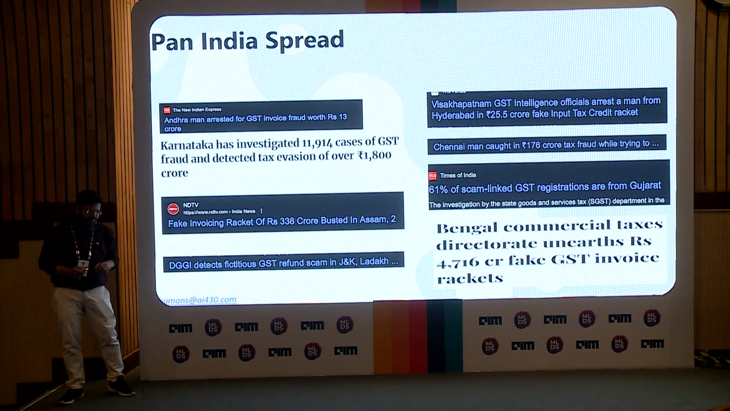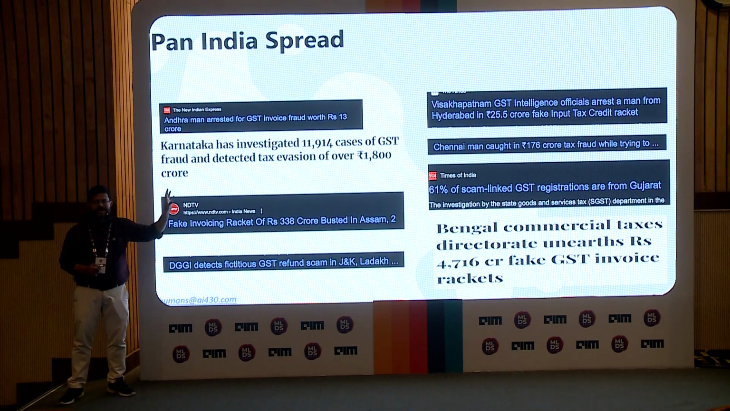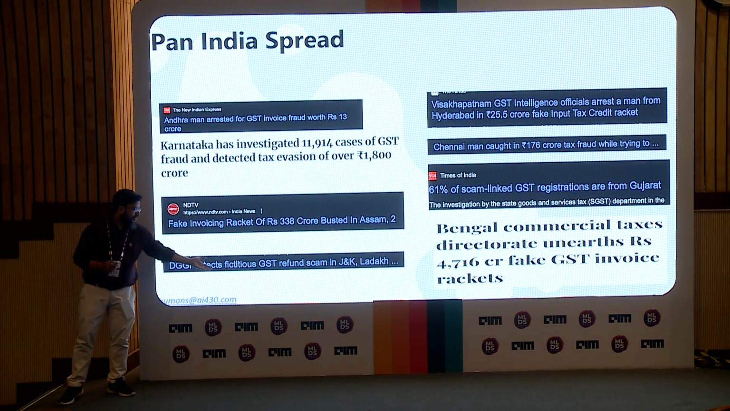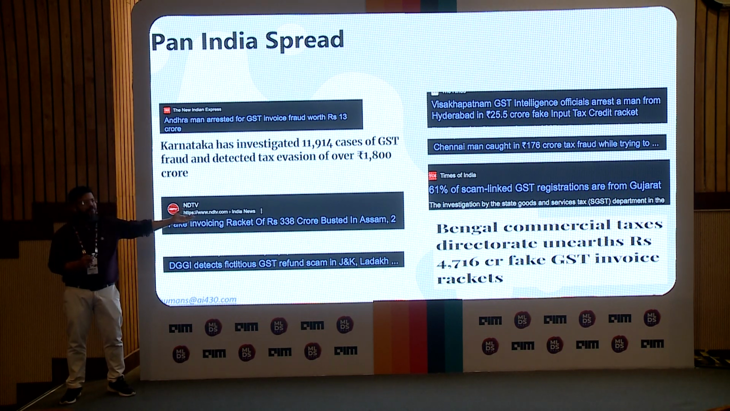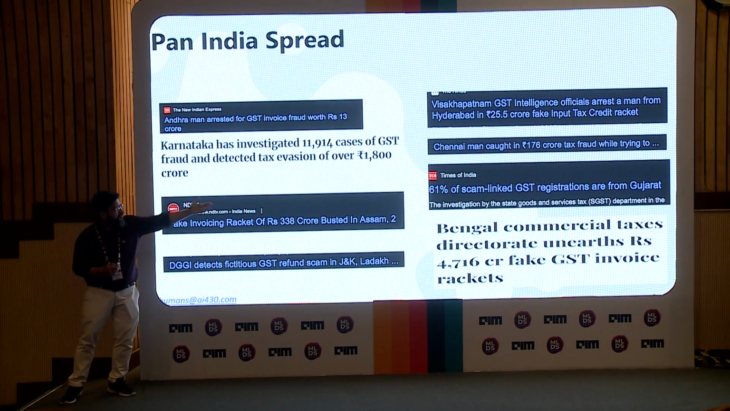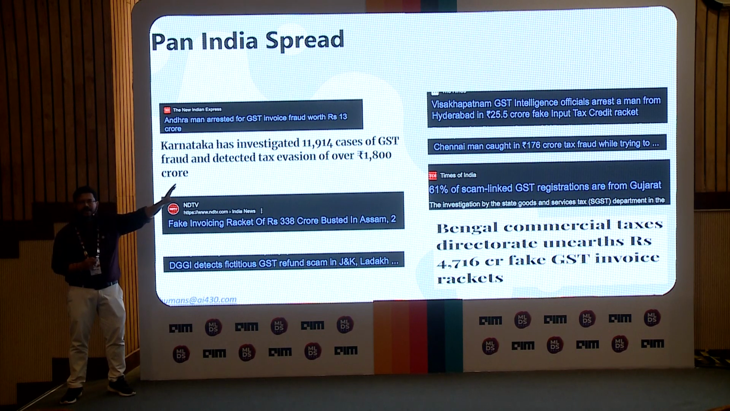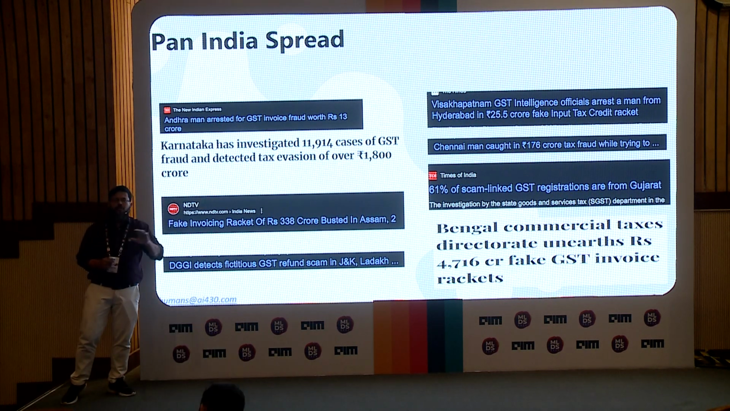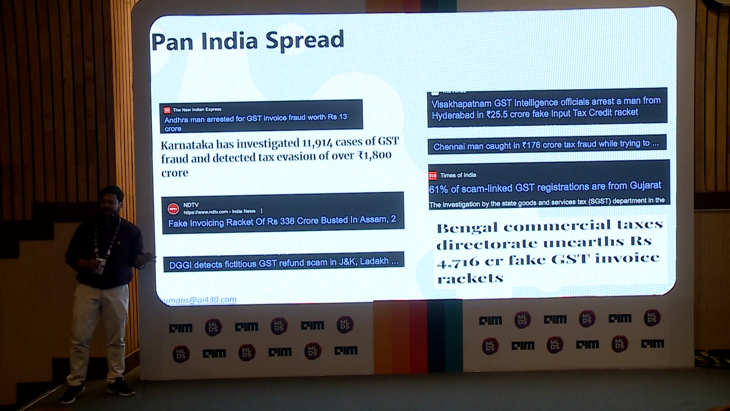And here is a demonstration of it, right? If you think any state is primarily immune to it, definitely not. You can see examples from the extreme north, J&K, Ladakh. You can see it in the east, Assam. You can see it in Bengal. You can see it in the west, Gujarat. And you can see it happening in the southern belt also. Andhra, of course, that's why I have a job with Andhra, and Karnataka as well as Chennai. So it's everywhere. It's a pan-India event, right?